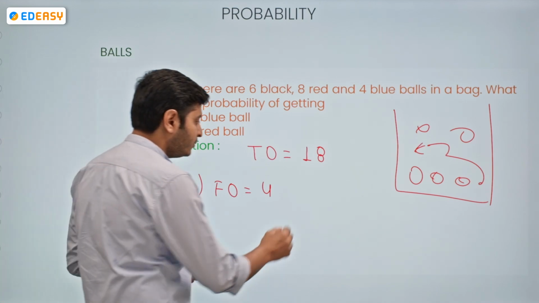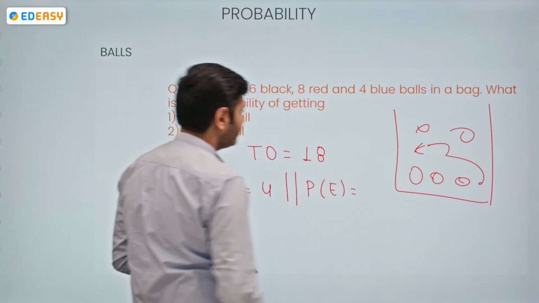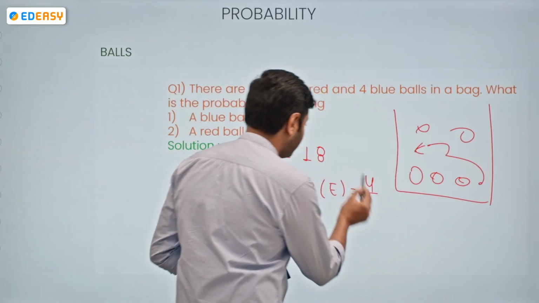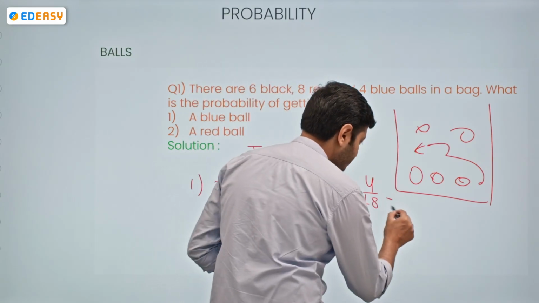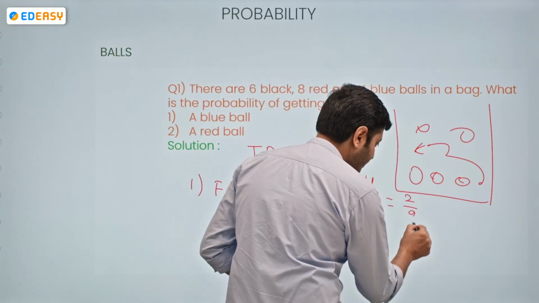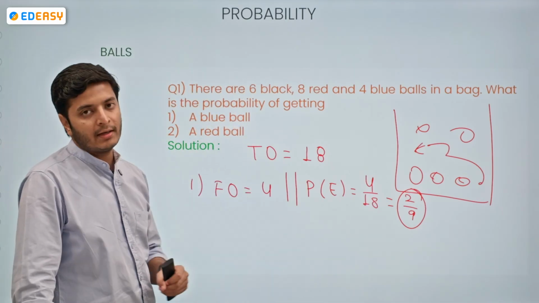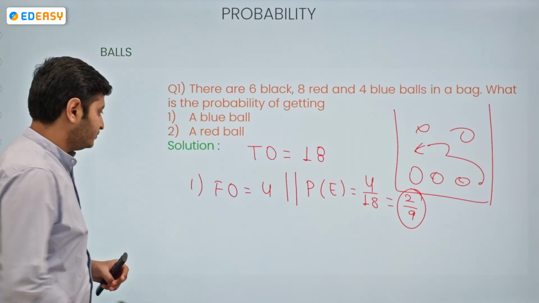So how to find the probability now? Probability of getting a blue ball is total number of favorable outcomes 4 divided by total number of outcomes 18. We can simplify further, so it is 2 by 9. So the probability of getting a blue ball is 2 by 9. Same way you can find the probability of getting a red ball.